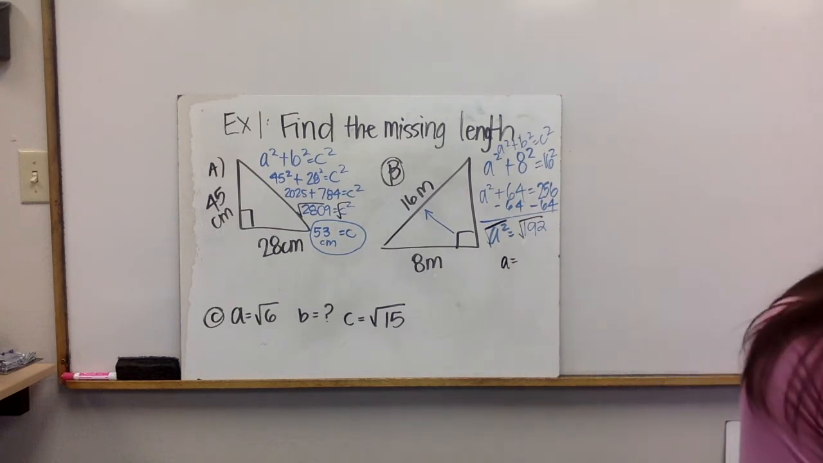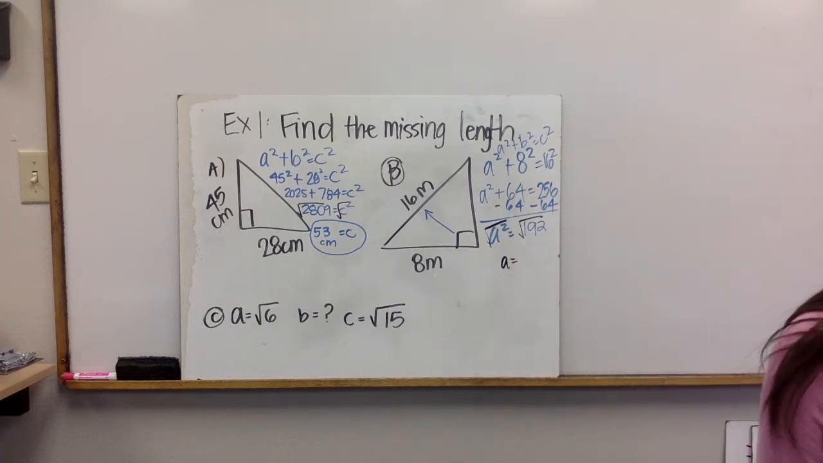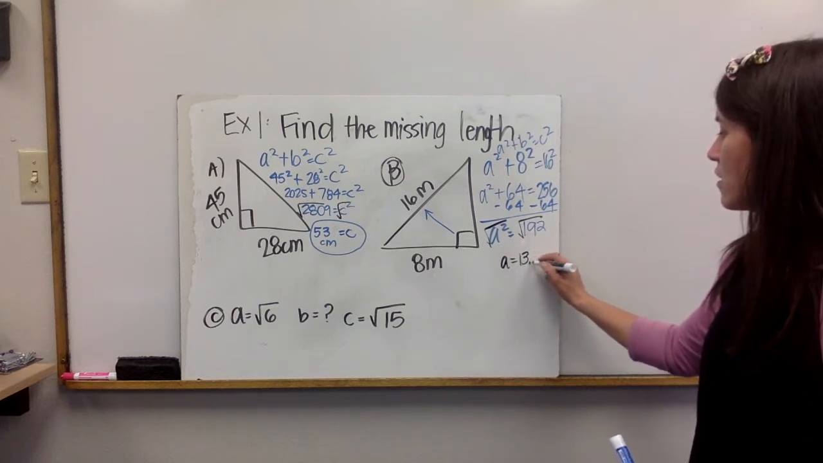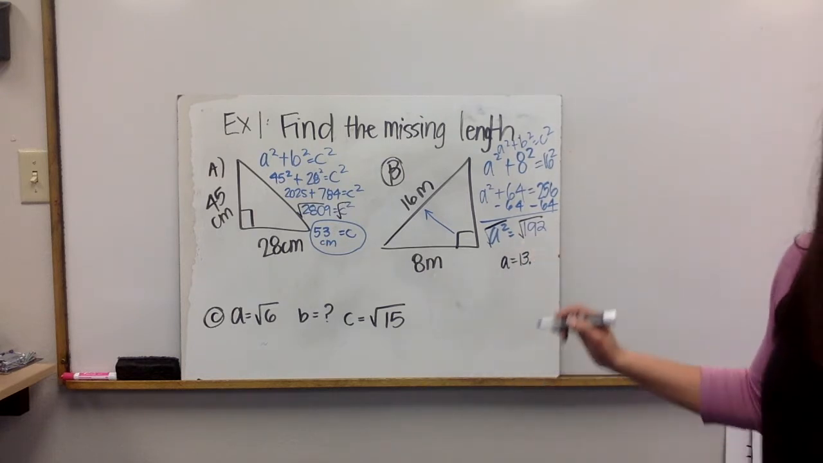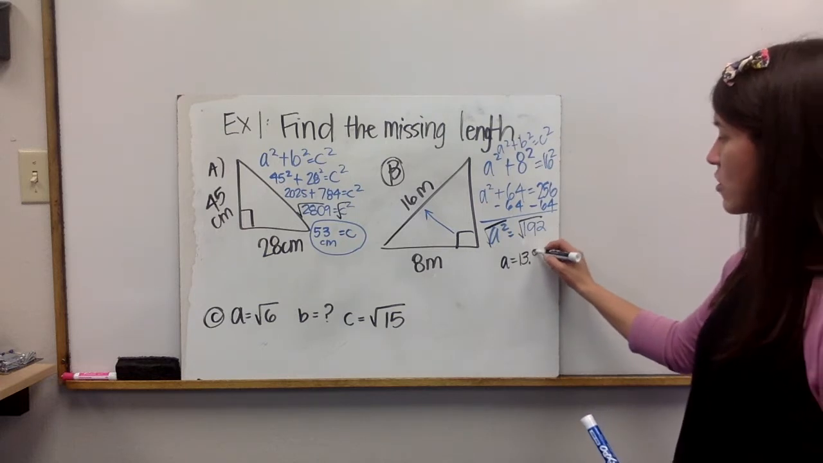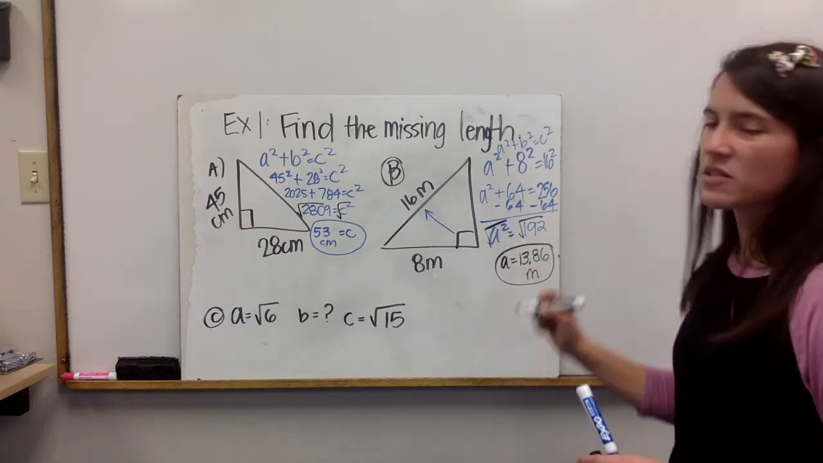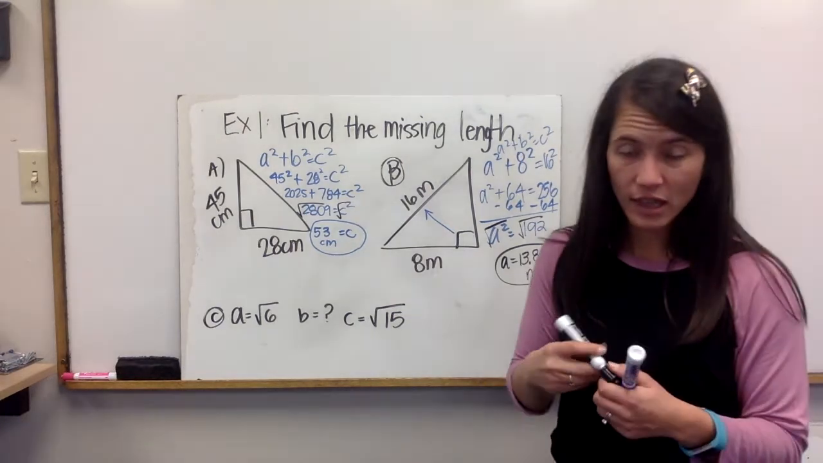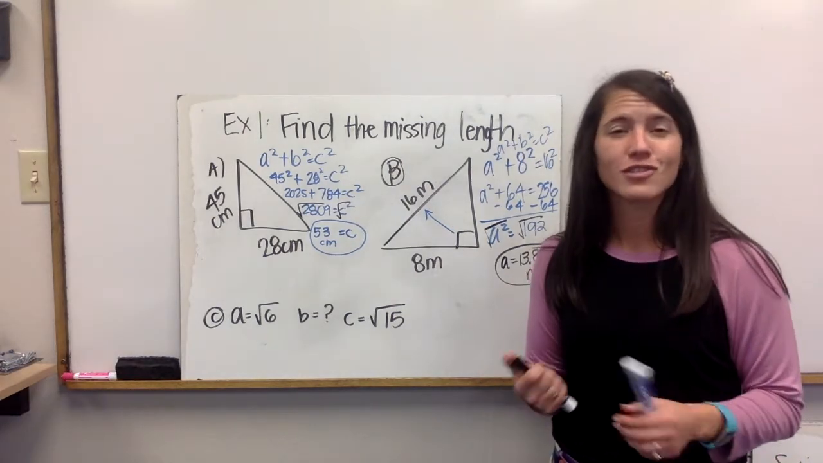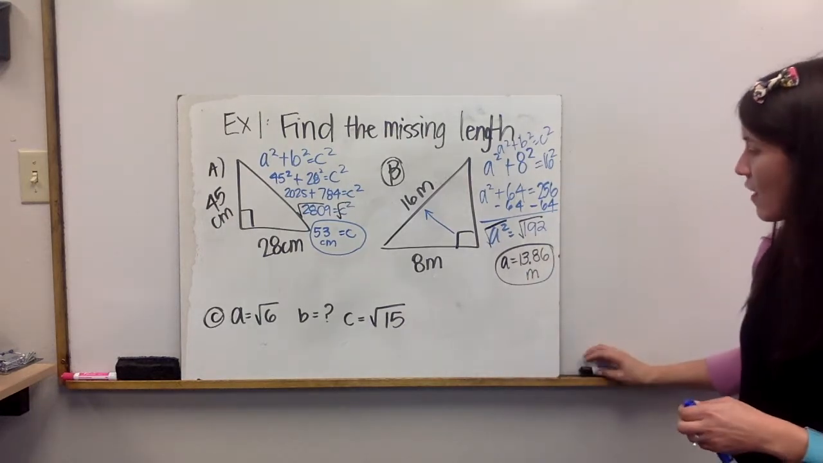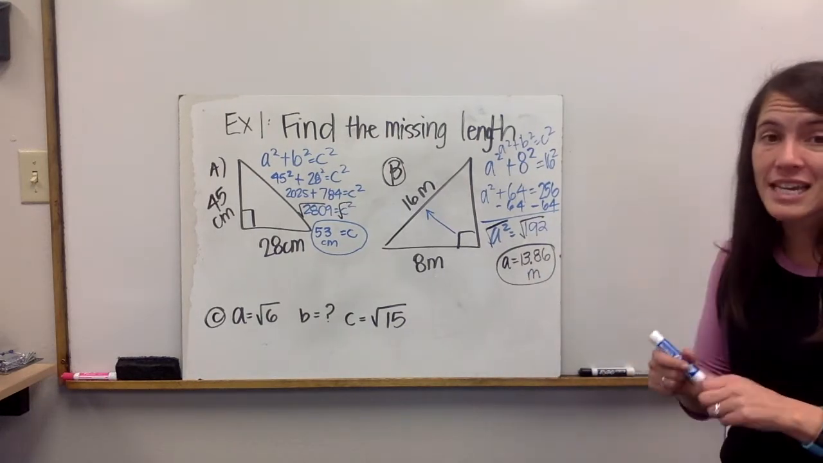And the square root of 192 is 13.856. So 13.86 meters. So I'm just rounding to the nearest hundredth. Hopefully you'll have directions that will tell you to round to the nearest tenth or hundredth, but that's just what I'm doing. All right, so let's do example C together.